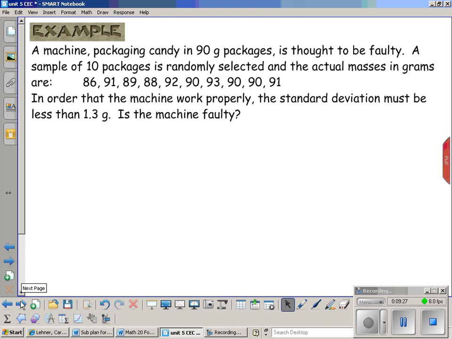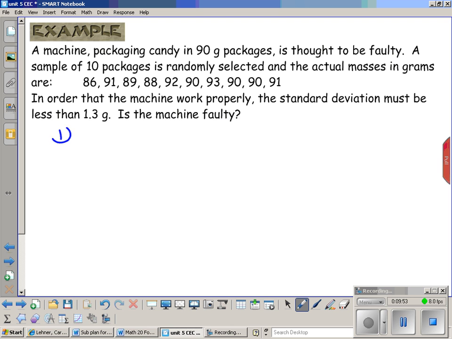So here we have a machine packaging candy in 90-gram packages. It's thought to be faulty. A sample of 10 packages is randomly selected, and the actual masses in grams are the following. In order that the machine works properly, the standard deviation must be less than 1.3 grams. So is the machine faulty? So we have to find the standard deviation.